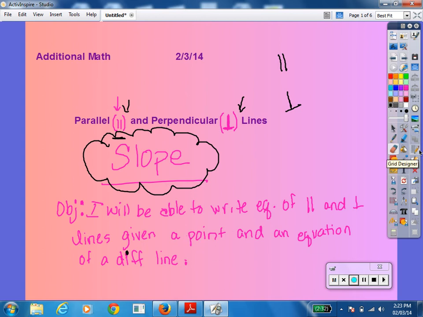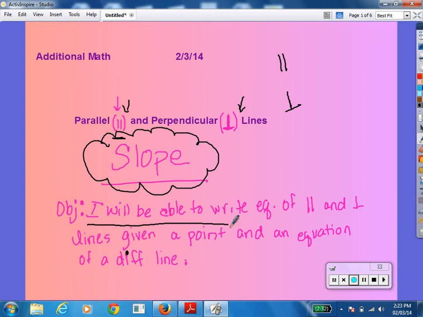Okay, make sure you've got your objective written down. Make sure you feel comfortable that you are able to write equations of parallel and perpendicular lines if I give you a point and an equation of a different line. Okay? Make sure you're comfortable. And anything you don't understand, have a question written down in your notes.